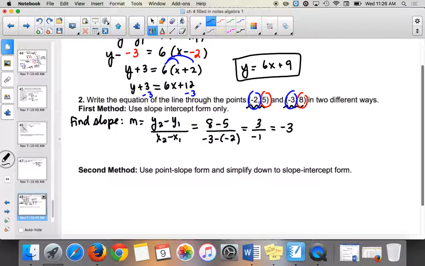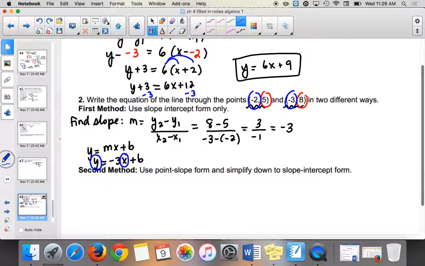So the instructions say go ahead and use slope-intercept form. We're not going to use the point-slope form. So we're going to do it just like we were doing before we started this. So let's do our y equals mx plus b. And we know that our m is replaced with negative 3. We're going to temporarily replace our x and our y with either of those points.